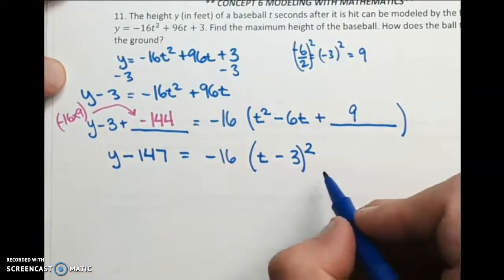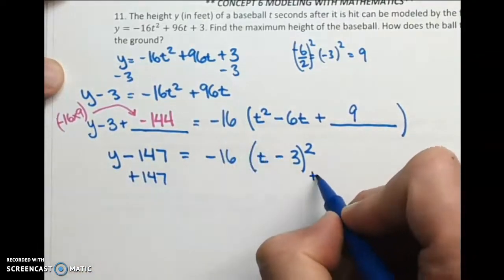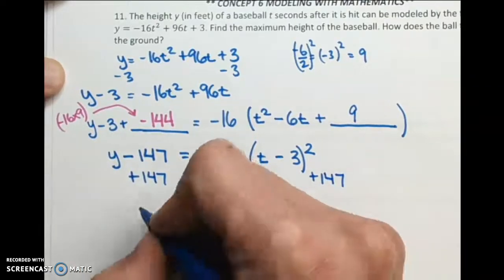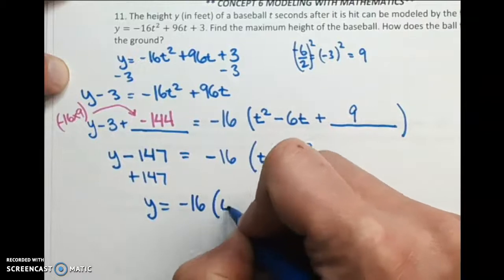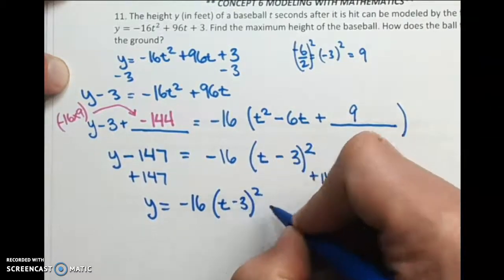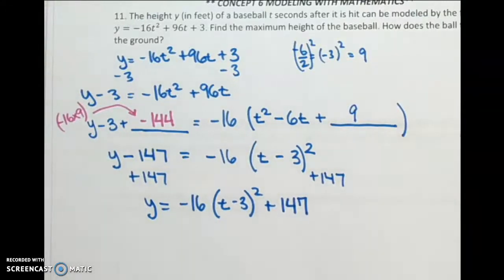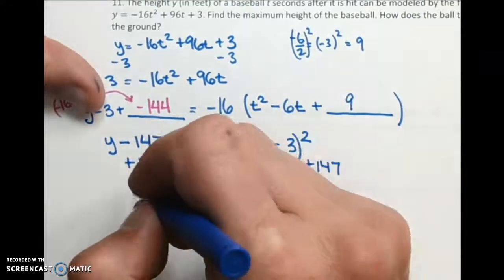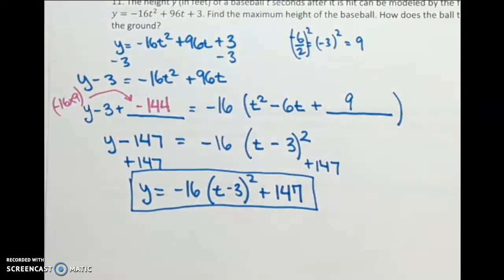Perfect. And now, just like the other problem, I'm just going to add this 147 back on over to this side. And that gives me my vertex form. y equals negative 16 times the quantity t minus 3 squared plus 147. I know it didn't really ask for it to be in vertex form, but I'm going to box it so you guys know that is the vertex form I was looking for. It has an a term of negative 16.